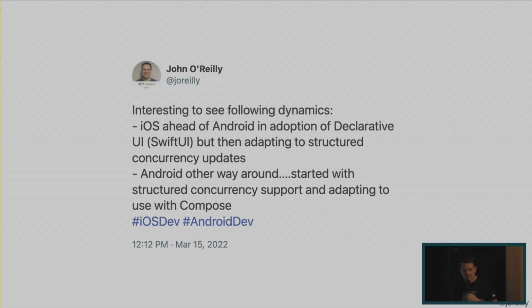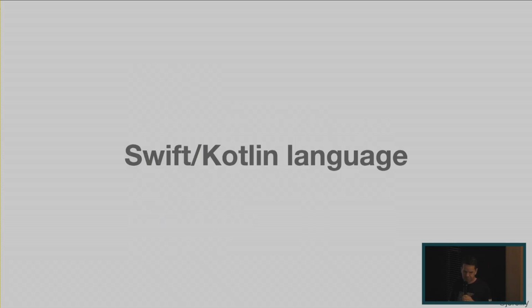One interesting point worth noting here as well, I think, is the different sequence in which some of these developments became available on each platform. On iOS, we started with declarative UI and then later added structured concurrency, whereas it was the other way around for Android. And I think this has had some implications for the way existing functionality has had to evolve on both platforms. Okay, so let's dive into some of the comparisons.